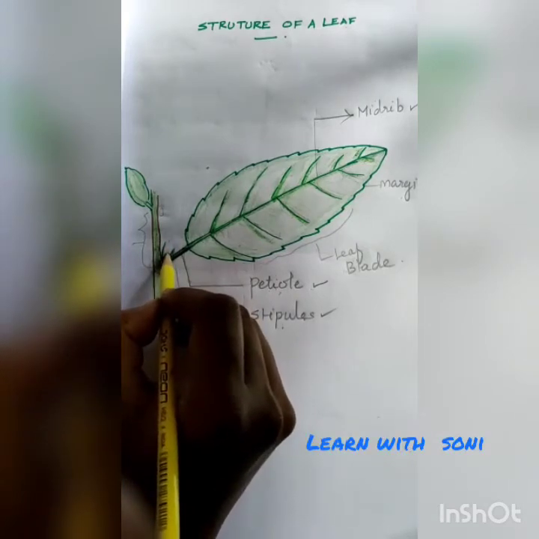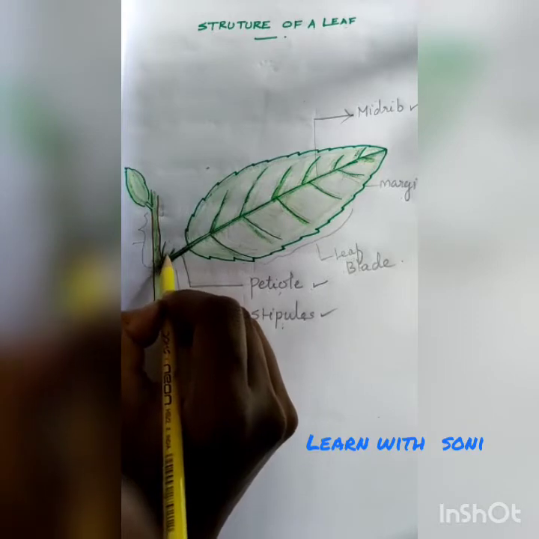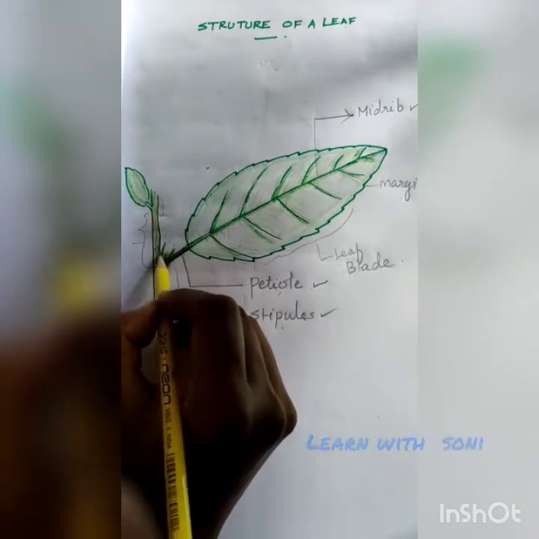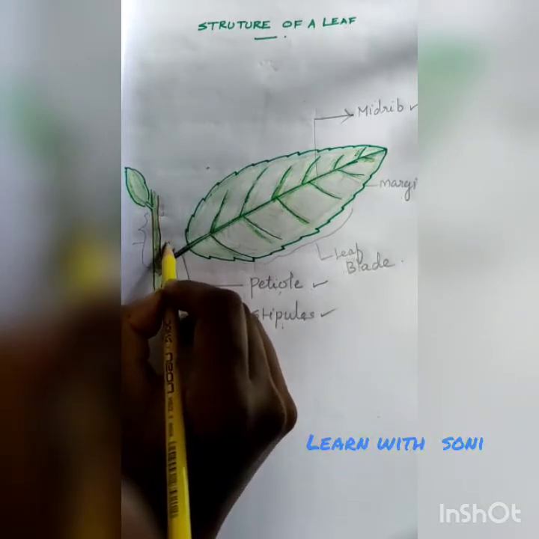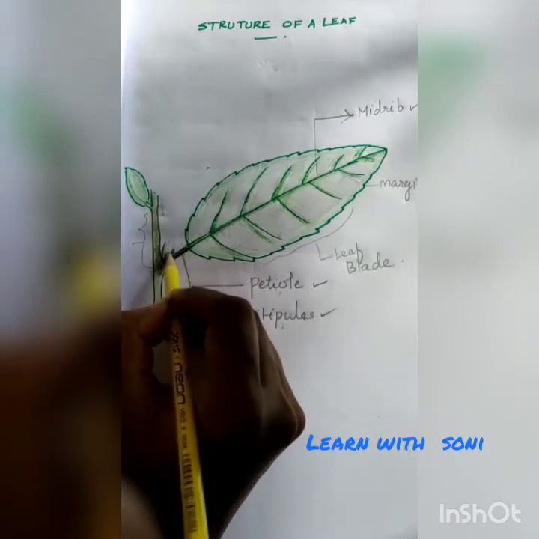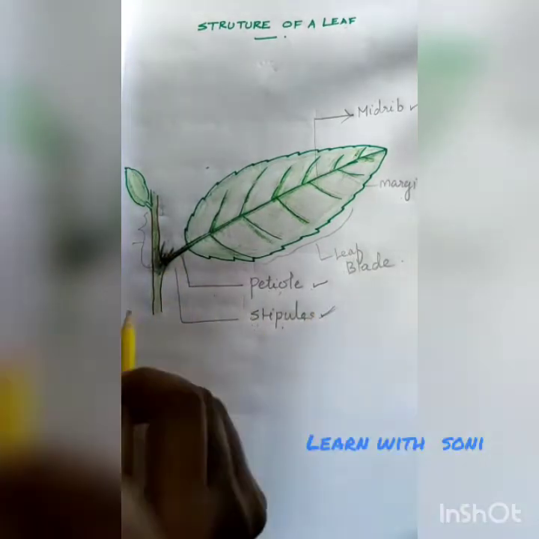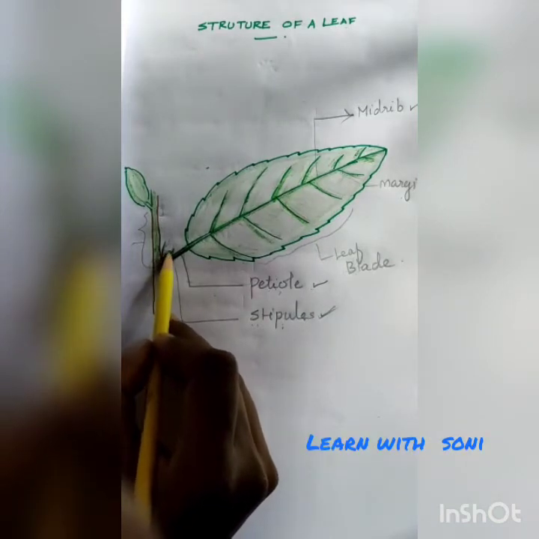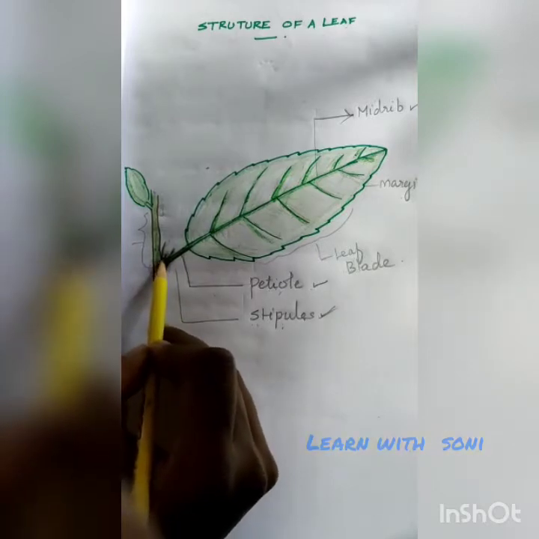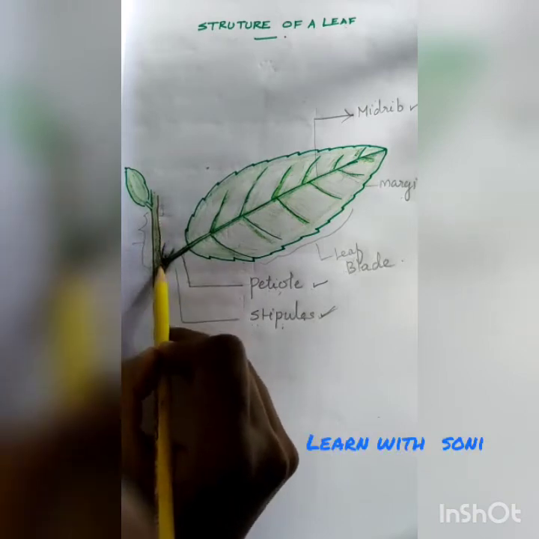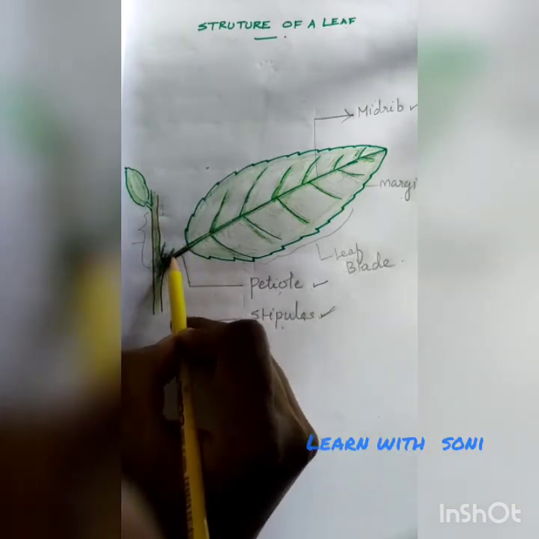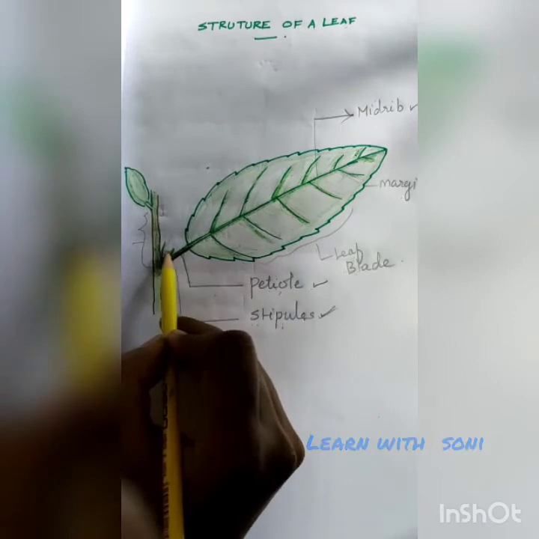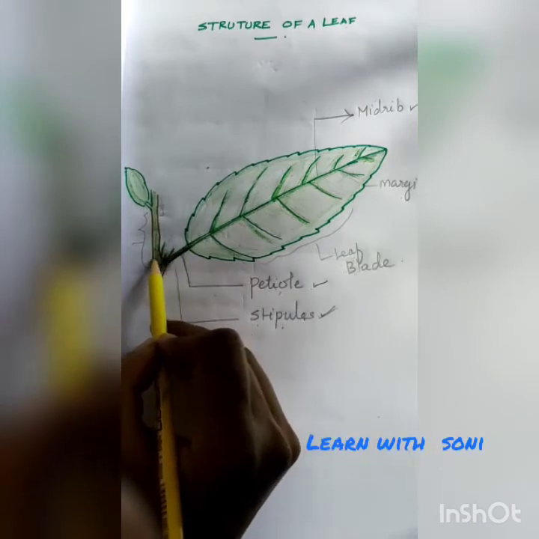This is called the axillary bud. On both sides of this axillary bud, a lateral outgrowth is present. That is called the stipule. Do you know what an axillary bud is? Buds at the axil of the leaves are called axillary buds. This is the stem, this is the petiole, and between these two is called the axil.